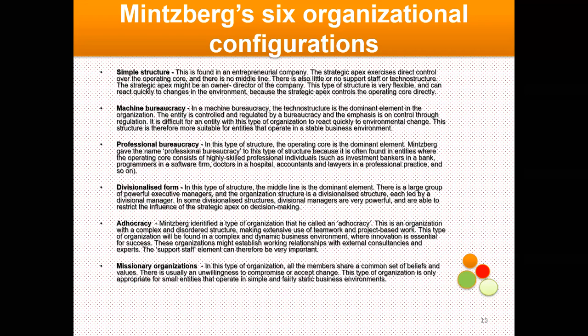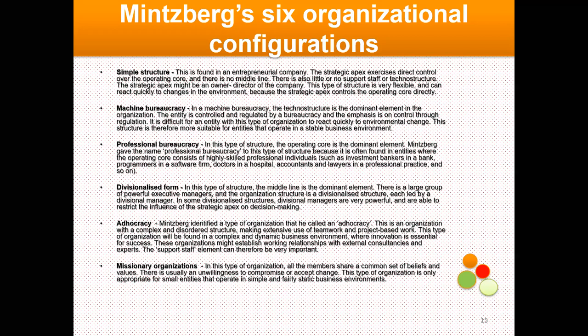So what's the simple structure? In the simple structure, you usually find this structure in startups. The strategic apex exercises direct control over the operating core. So the top management will exercise direct control over the operating core, and there's no middle line. I have worked for an organization like that, a startup, an entrepreneurial company. You see the top management work directly with the employees to give them work. There's also little or no support staff or techno structure. The strategic apex might be an owner or director of the company.